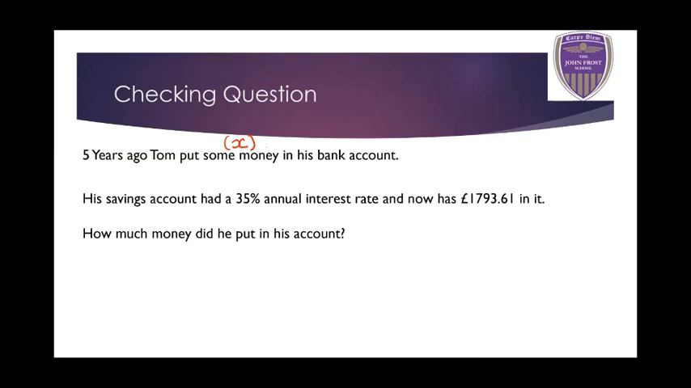Okay, so if we think about our original formula that we were working with, it's original amount times multiplier to the power of number of years, and that will equal your final amount. So what numbers do we know from this formula? Well, we don't know the original because that's what we're trying to find, so let's call that X. So X multiplied by the multiplier. Well, it's an increase of 35%, so the multiplier is going to be 1.35.